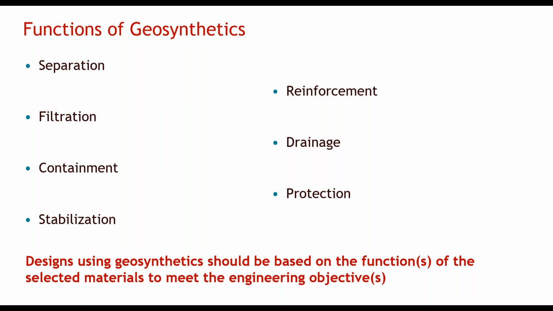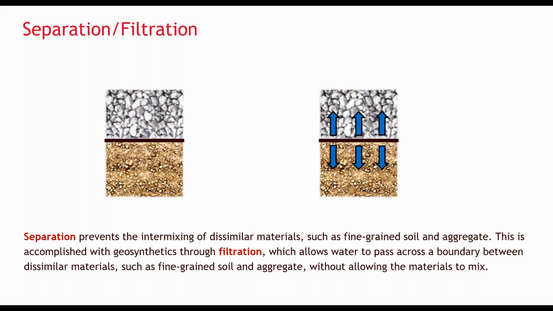Separation and filtration are often used interchangeably. My view is the best way to understand this is that we want to achieve separation by using filtration. What we're talking about is restricting the movement of some materials while not necessarily restricting others. Specifically for a road, we want to restrict fine-grained subgrade soils from contaminating our aggregate, but we don't want to restrict movement of water that might be in the subgrade because that can create other problems.